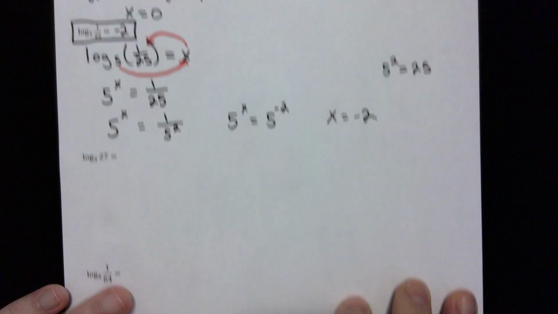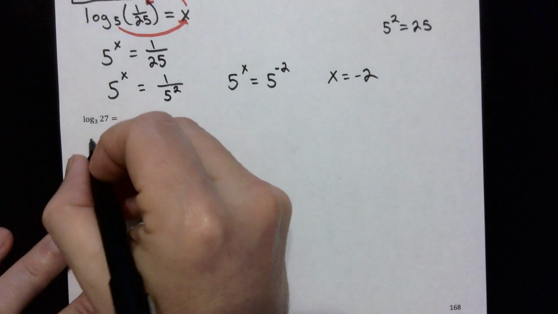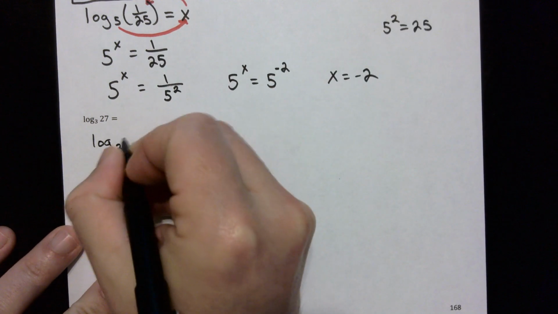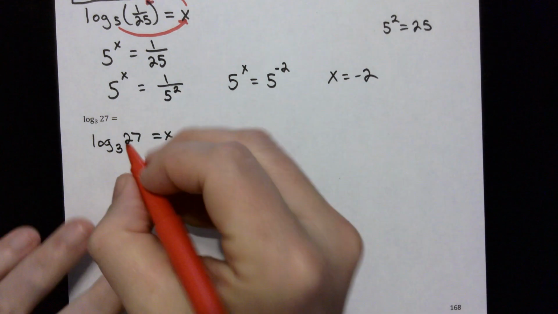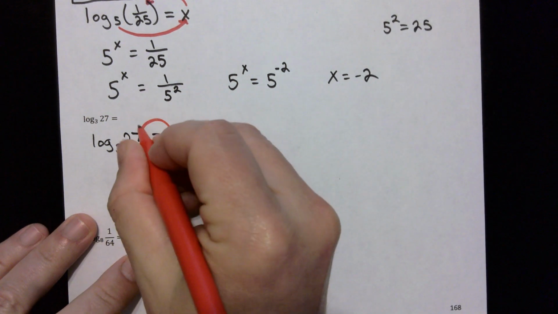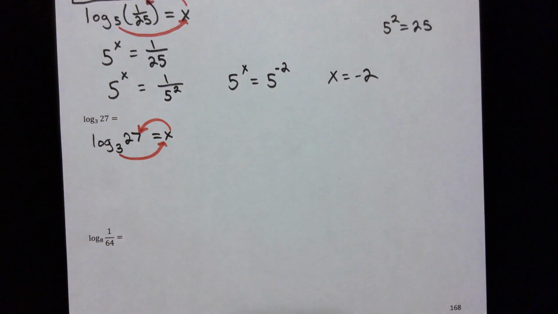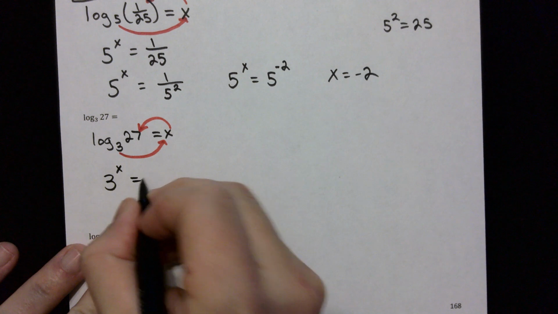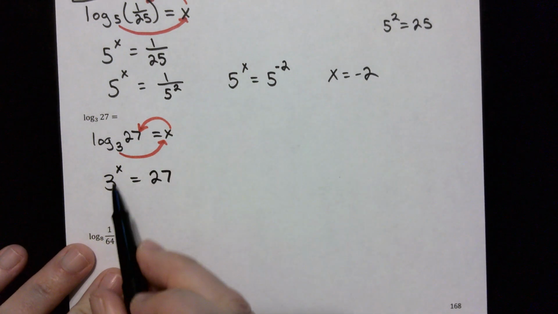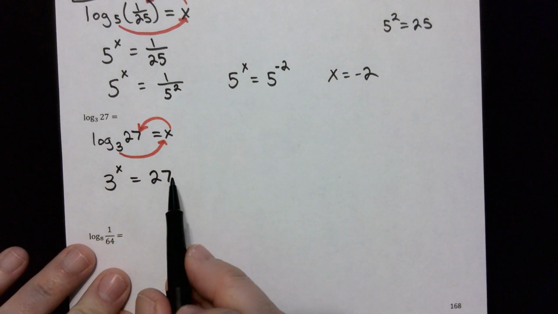Let's look at another one. We've got log base 3 of 27. I'm going to set that equal to x, and change it into an exponential like this. That will give me 3 to the x is equal to 27. So what power can I raise 3 to so that I get 27?